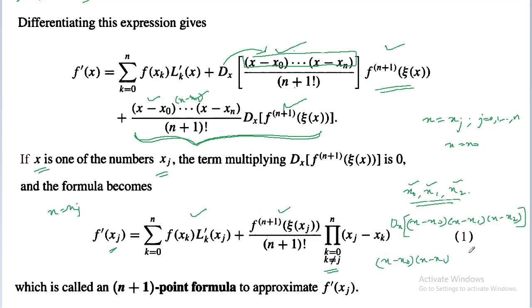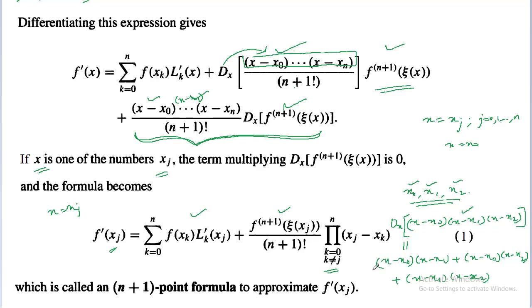x minus x1 into the derivative of x minus x2, which is 1 with respect to x, plus x minus x0 into x minus x2 into the derivative of x minus x1, which is 1, plus the last is x minus x1 into x minus x2 into the derivative of x minus x0, which is 1. So this will be the derivative of this.